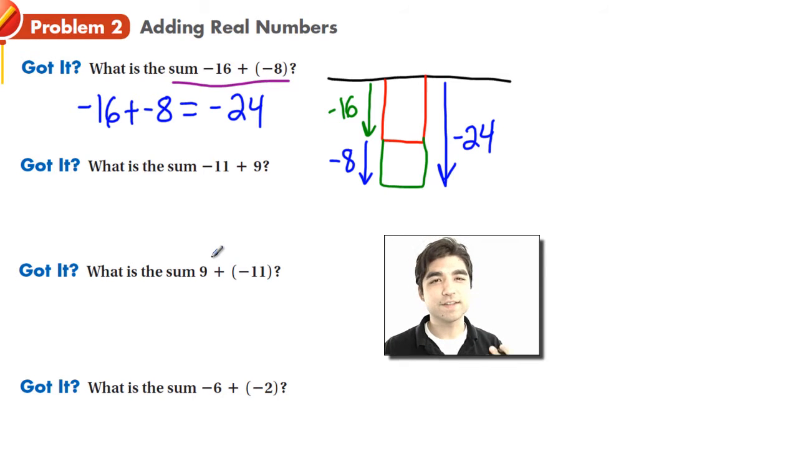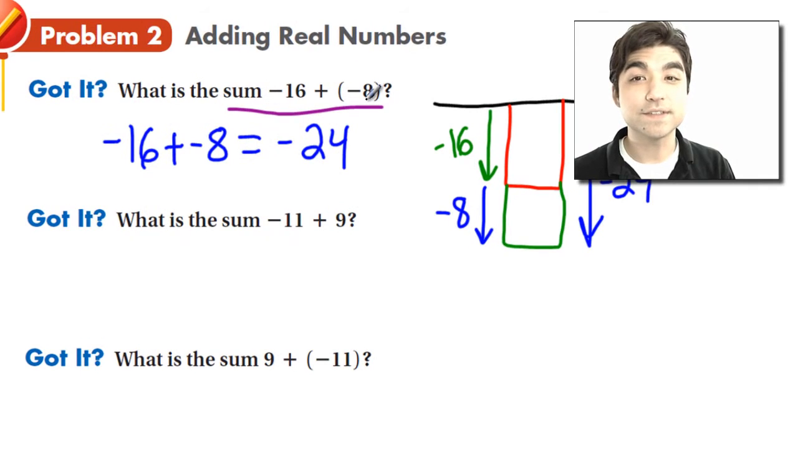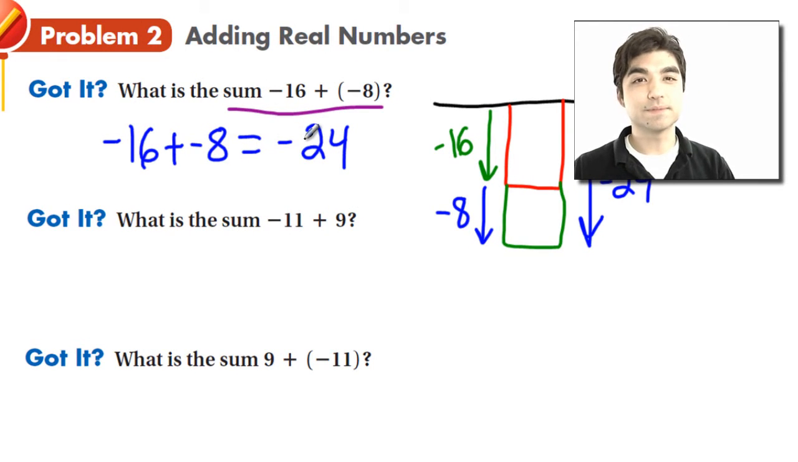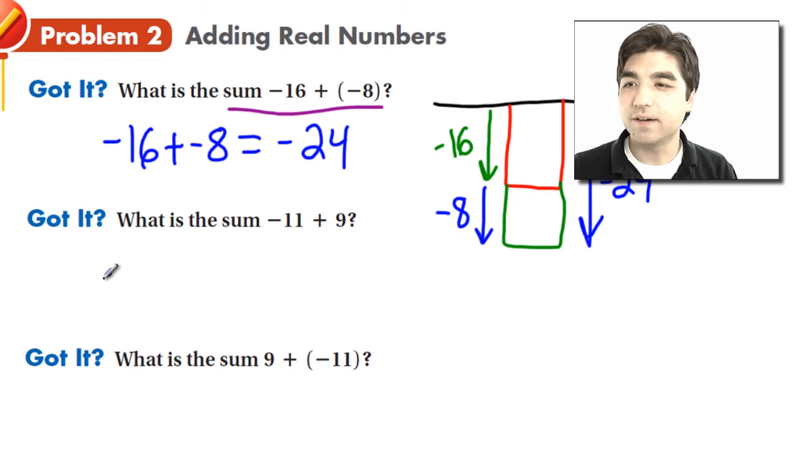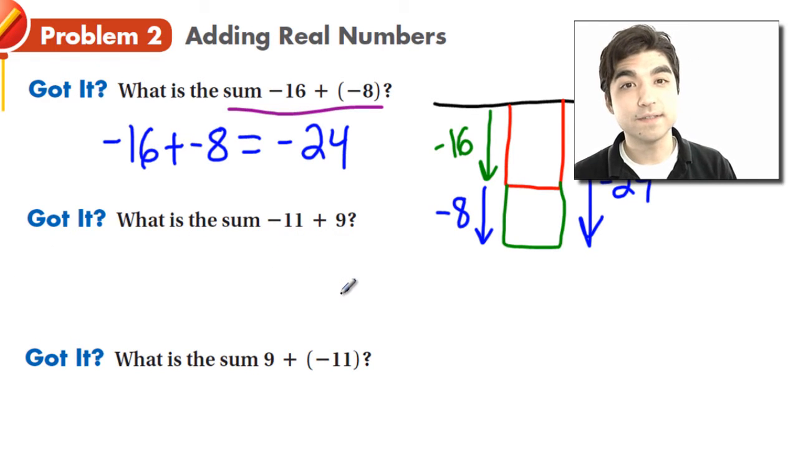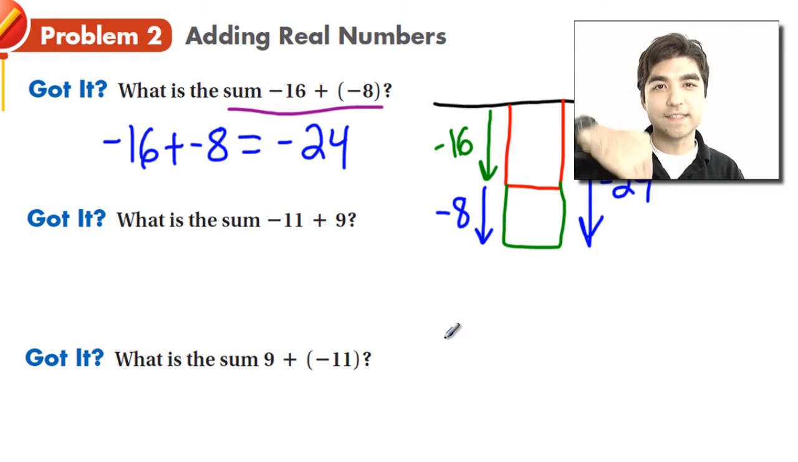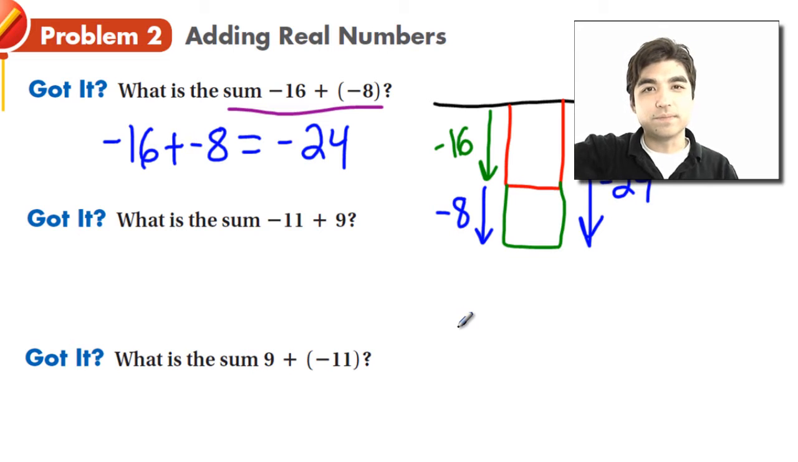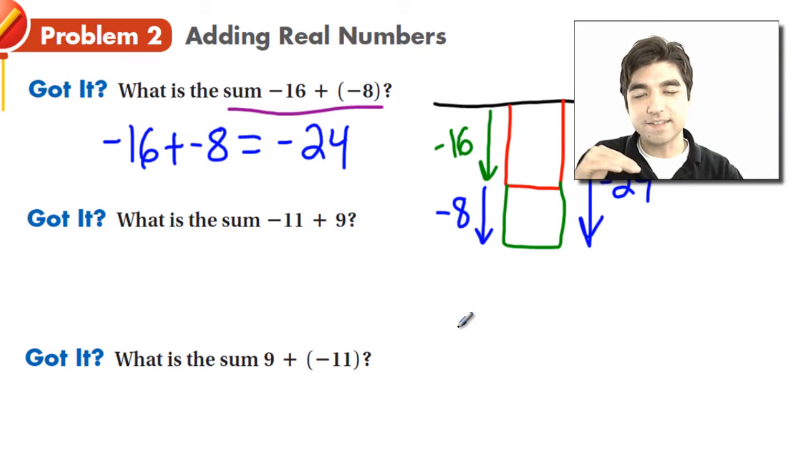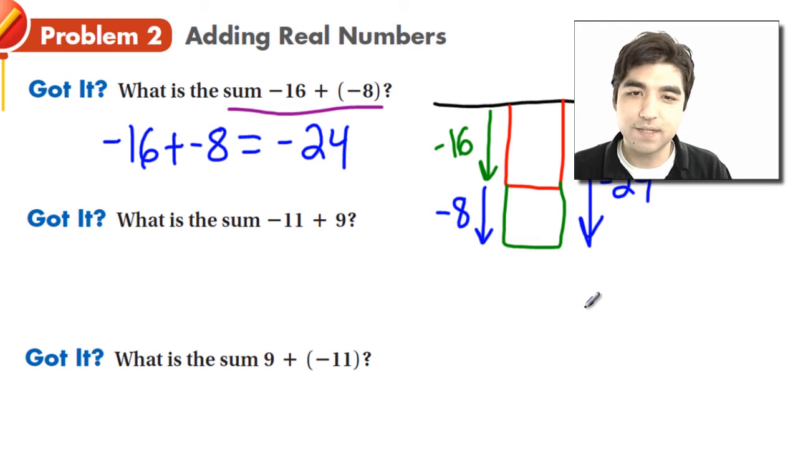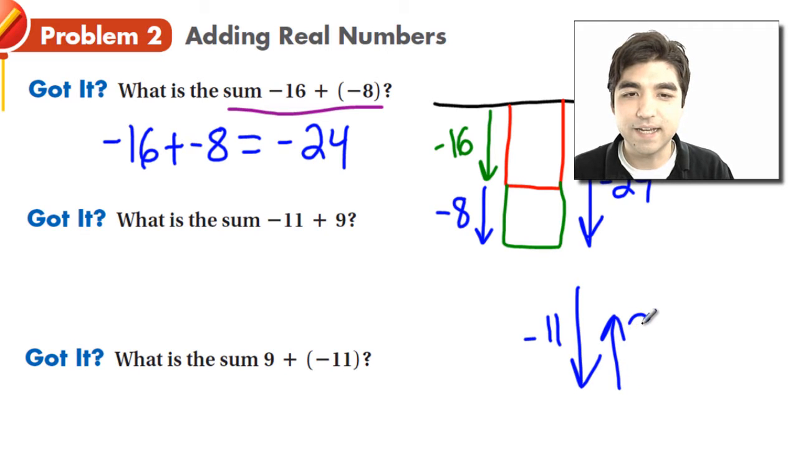So that's something that you're just going to have to practice and get used to, that if you have a negative number and you add another negative number, then it becomes more negative. Okay, so let's check out some of these other ones. So it says, what is the sum of negative 11 plus 9? So remember, that's like you dig a hole 11 feet down, and then you fill it back in 9 feet.